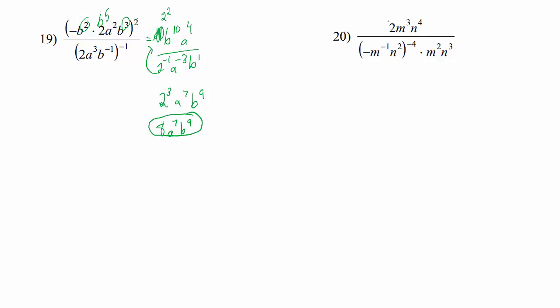20. The only regular number I have is this 2 at the top. We could go ahead and simplify this m and n with this m and n that's on the bottom. That's 3 minus 2, which is 1, and 4 minus 3, which is 1. And then everything in this needs a negative 4 for its exponent. If it's easier, think about this negative like it's a negative 1, because it's kind of weird to think about a negative having a negative 4th power.